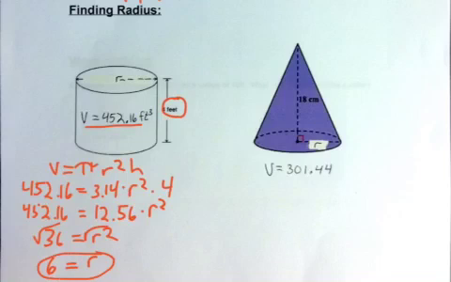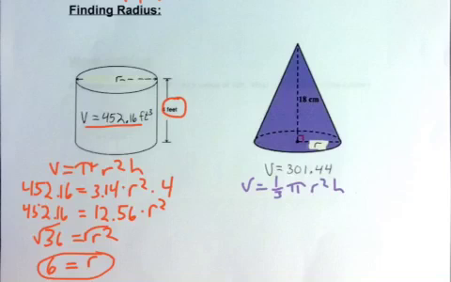Okay, take a look at the cone here. Again, same thing. We're trying to find the radius here. So write the formula for the cone. That's volume equals 1/3 pi r squared h.